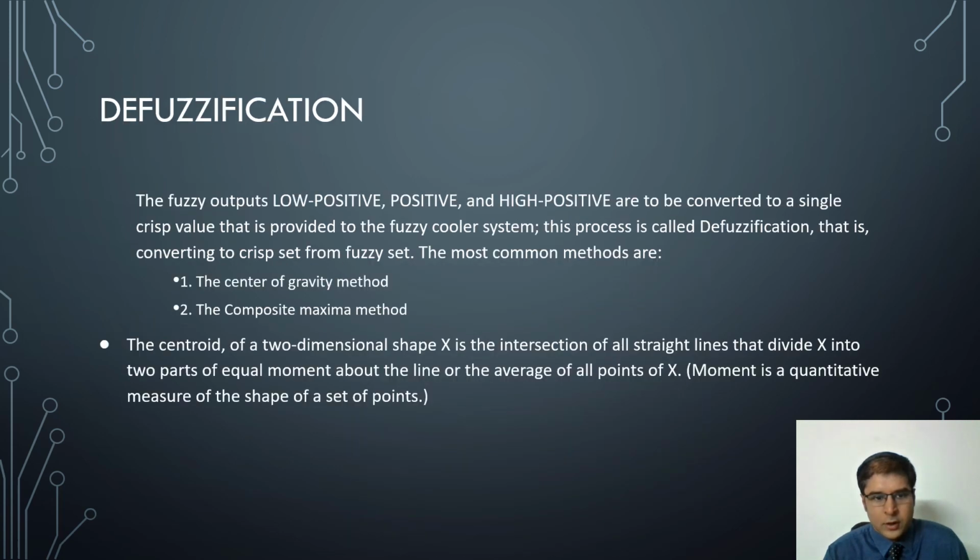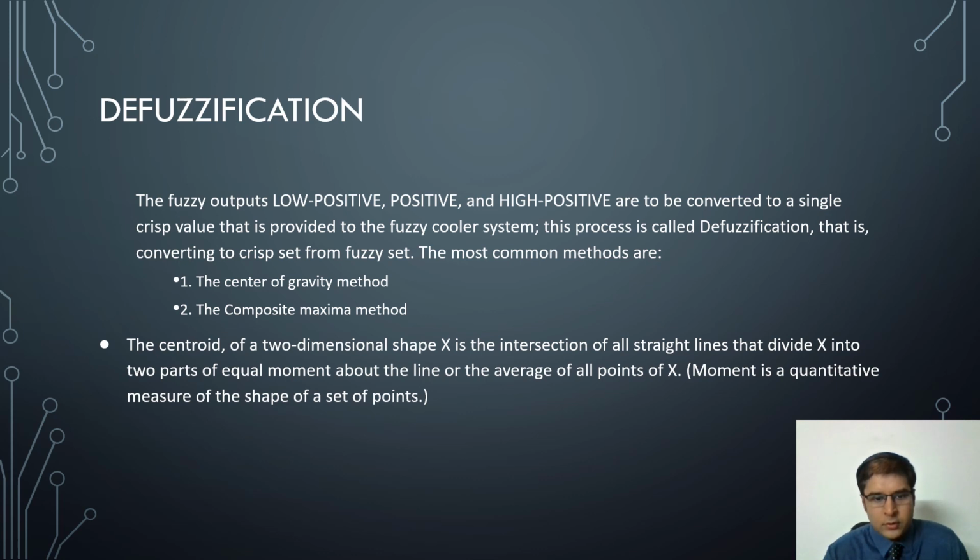Defuzzification. The fuzzy outputs low positive, positive and high positive are to be converted to a single crisp value that is provided to the fuzzy cooler system. This process is called defuzzification, that is converting from a fuzzy set to a crisp set. The most common methods are the center of gravity method and the composite maxima method.